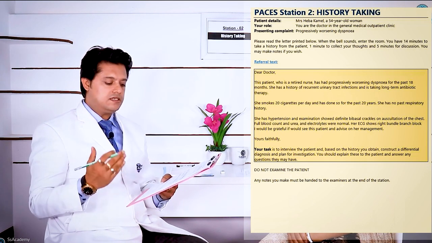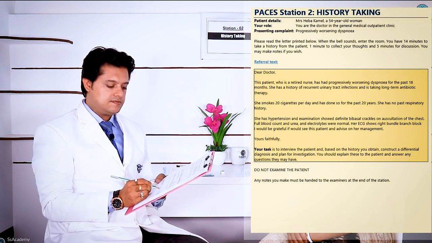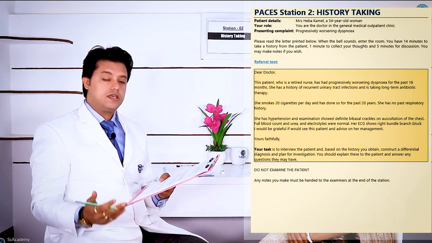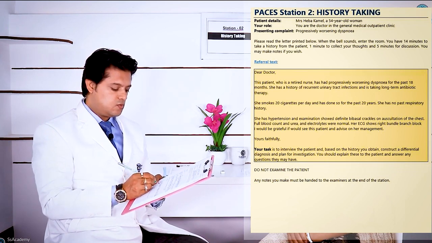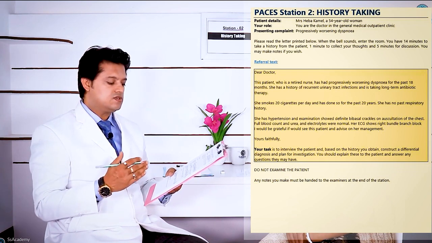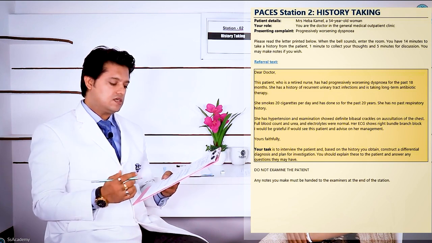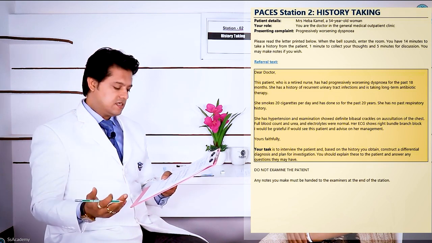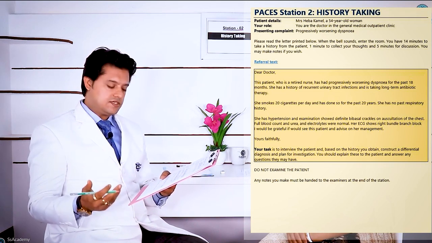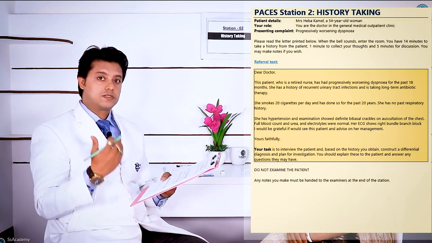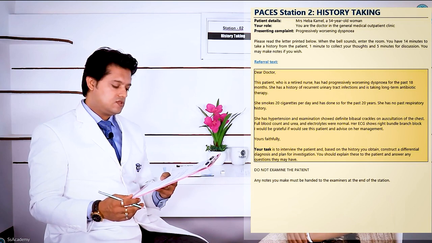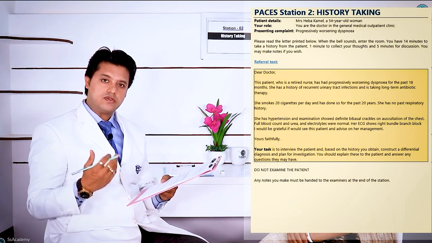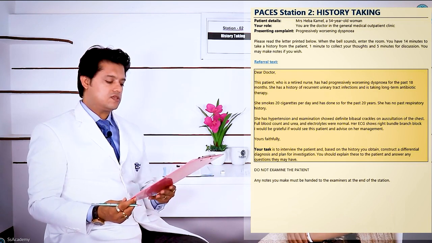You should explain these to the patient, so circle the explain, and answer any questions they may have, so circle the questions. So what are the tasks, my dear? The first task is to interview the patient, meaning you need to take the history. Secondly, the differential diagnosis. Thirdly, the plan for investigation. And fourthly, explain to the patient and answer any questions they may have. So these are the 4 or 5 tasks usually given to you. You need to be very focused on that.